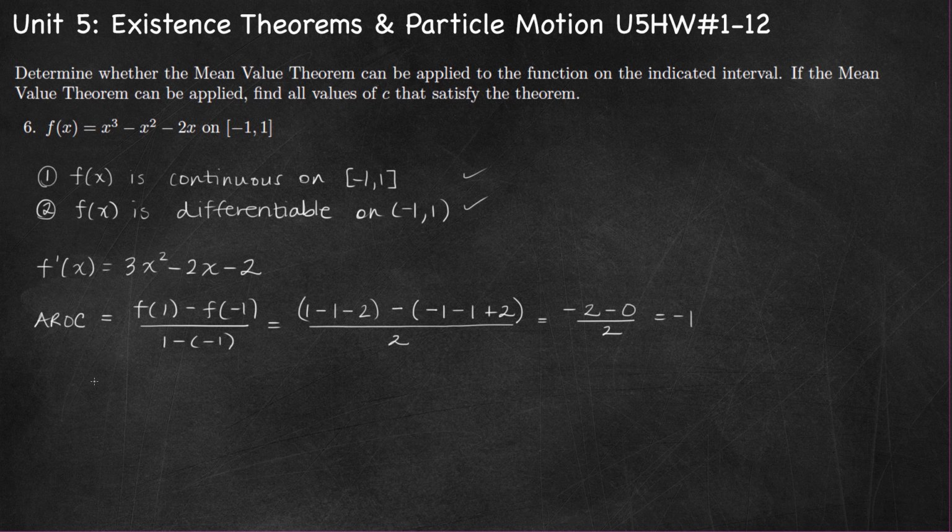So now we want to know, where does our derivative equal that average rate of change? So we'll let 3x squared minus 2x minus 2 equal -1 and solve from here. So to solve from here, we want to let one side equal 0. I'm going to add 1 to both sides of my equation. I get 3x squared minus 2x. When I add the 1 to the -2, I get -1, and on the right I get 0. So now we want to factor the left-hand side.